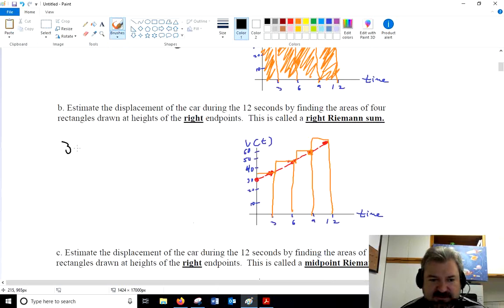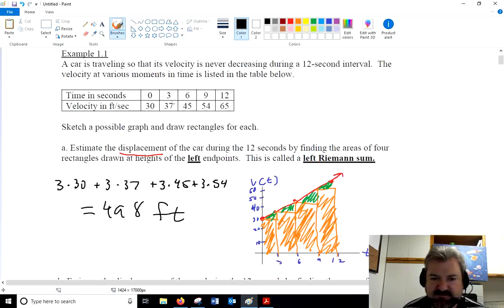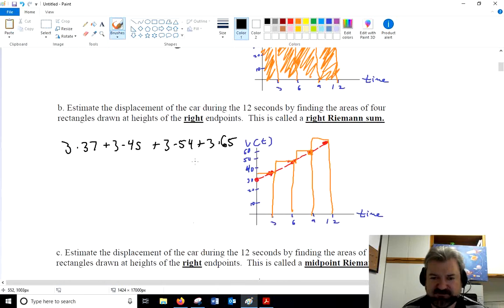So 3 times 37 plus 3 times 45 plus 3 times 54. And that last one was a 65, I believe. 37, 45, 54, and 65. And they were all widths of 3. And that's going to be in feet.